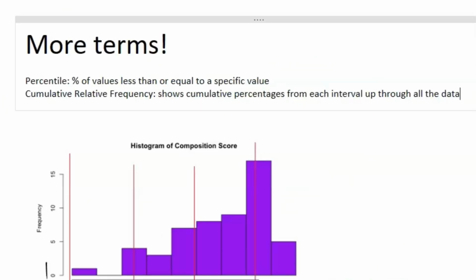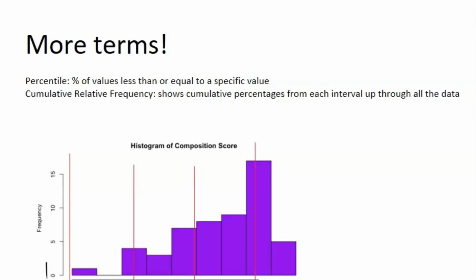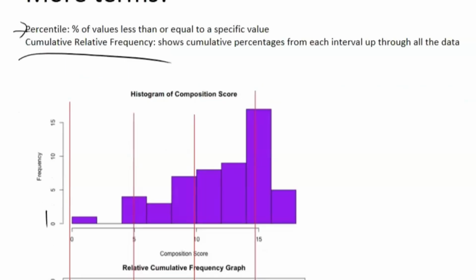All right, so to round off AP Stat Unit 1, we just have a couple more terms and then we'll get into normal distributions. The first is officially defining percentile. We did talk about it, but how I think you should think about it is that it is the percentage of values that are less than or equal to a specific value. And then we also have cumulative relative frequency. So that shows the cumulative percentages from each interval up through all the data.